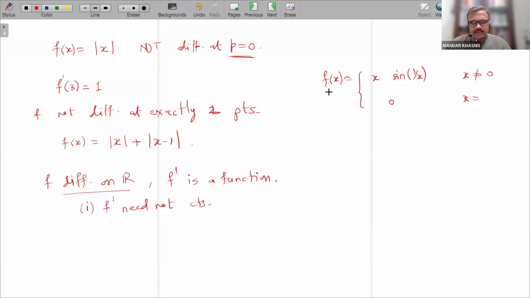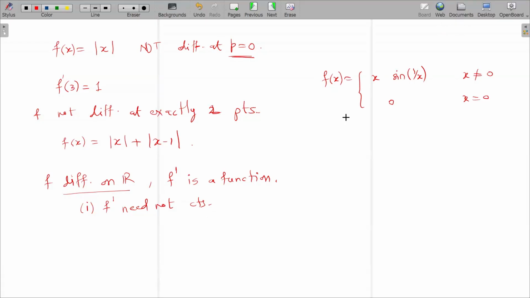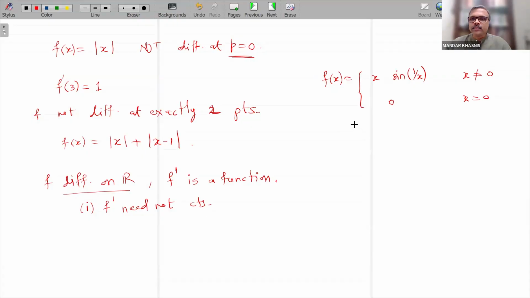This is f of x. I understand that you have to cook up something with the help of sine 1 by x, but what exactly it is, you have to be a little careful. I want it differentiable, but the derivative is not even continuous. Now, is this differentiable at 0? No, sir. So what can we take? x square sine 1 by x.